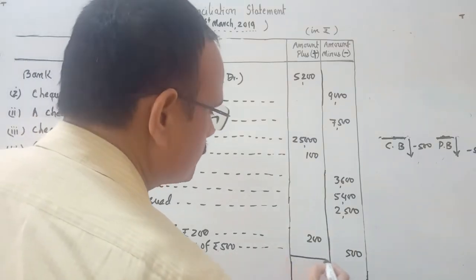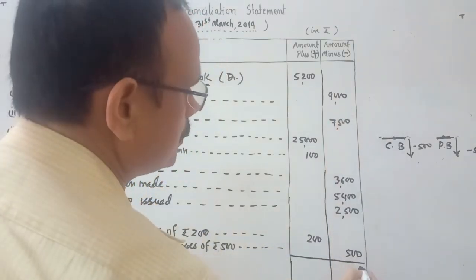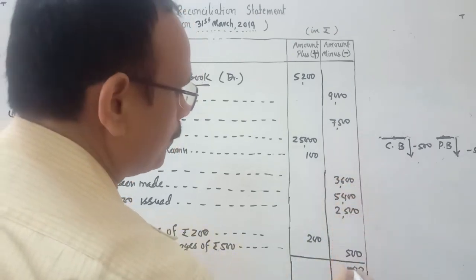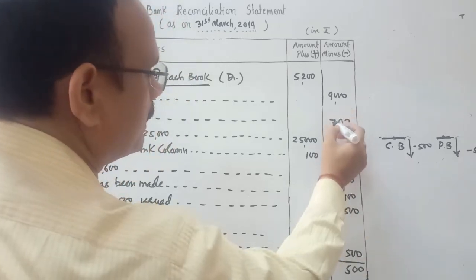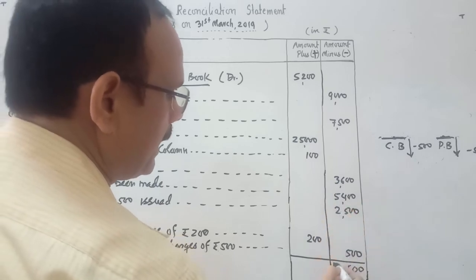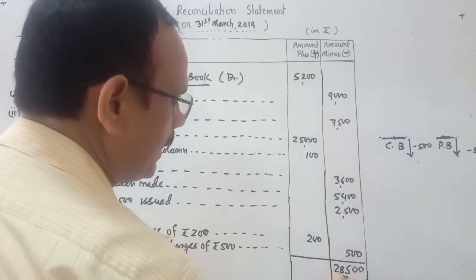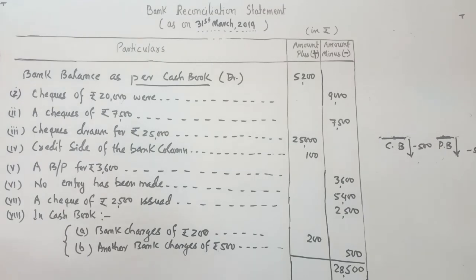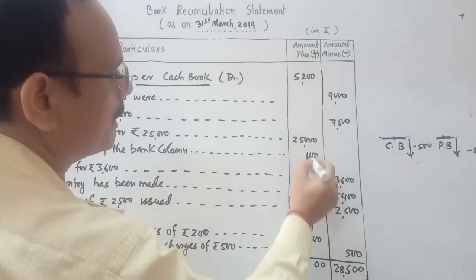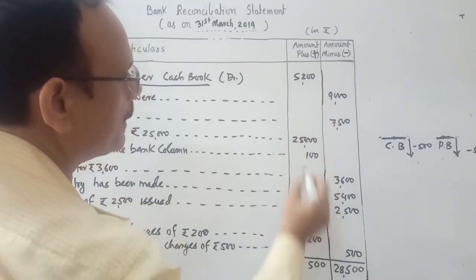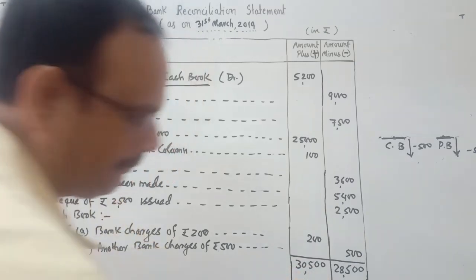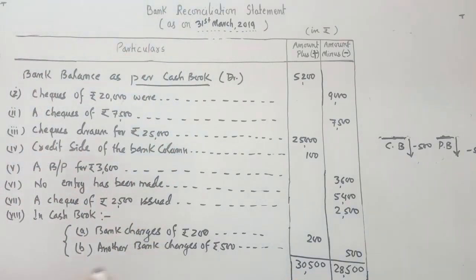Now we will do the additions. So the minus side total is 28,500. And this side total is 30,500. This side total is 30,500.